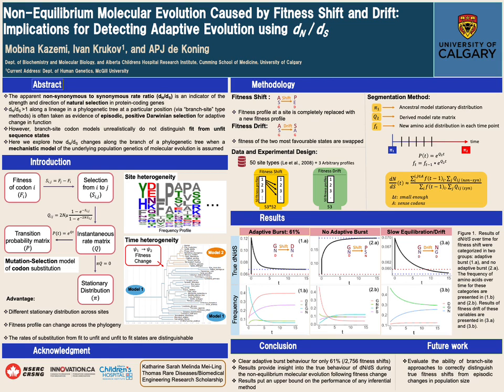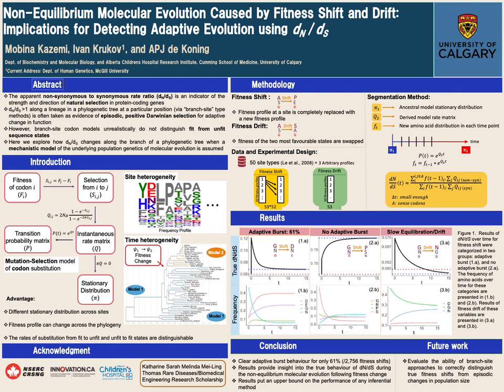Despite all the advantages of these models, codon substitution models in the lineage of Goldman and Yang have a constant stationary distribution across different sites, and the rates of substitution from fit to unfit and unfit to fit states are not distinguishable. However, both of these assumptions are not realistic. So, mutation-selection models came up as a general solution for these limitations.